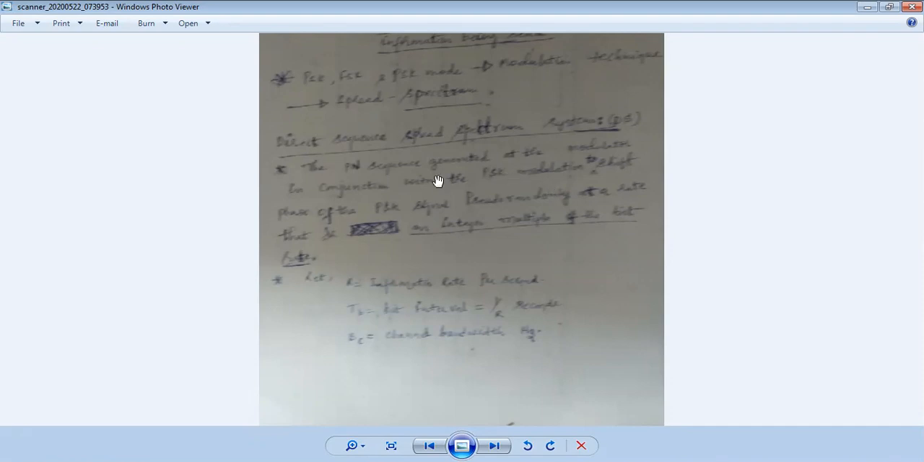That means the PSK generator output will be spread according to the modulation. The PN sequence is generated at the modulator in conjunction with the modulation phases of the PSK signal, pseudo randomly, at a rate that is an integer multiple of the bit rate. Here, very important, R is equal to T and S. I explained this information earlier.